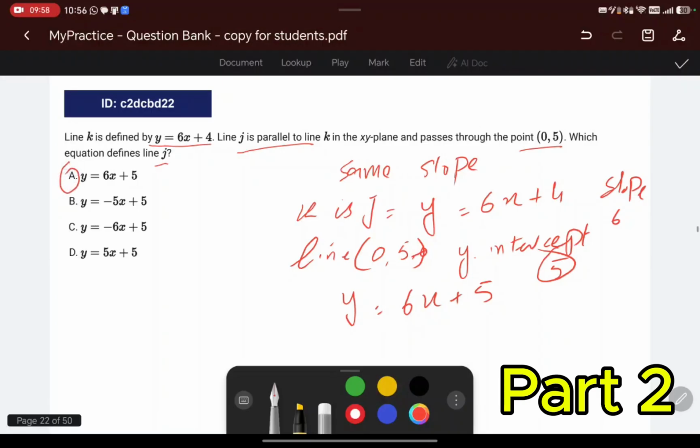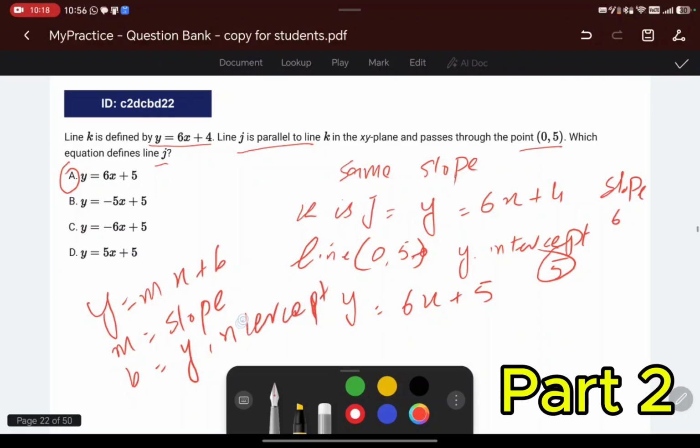So in the form y is equal to mx plus b, m will be the slope of the line and b will be the y-intercept. So keep in mind, the y-intercepts are different, but the slope is the same. Here the y-intercept will be 5, and in the other case the y-intercept is 4, but they are parallel lines. The other options cannot be the equation, because the minus one has a negative slope. So here the answer is the same.